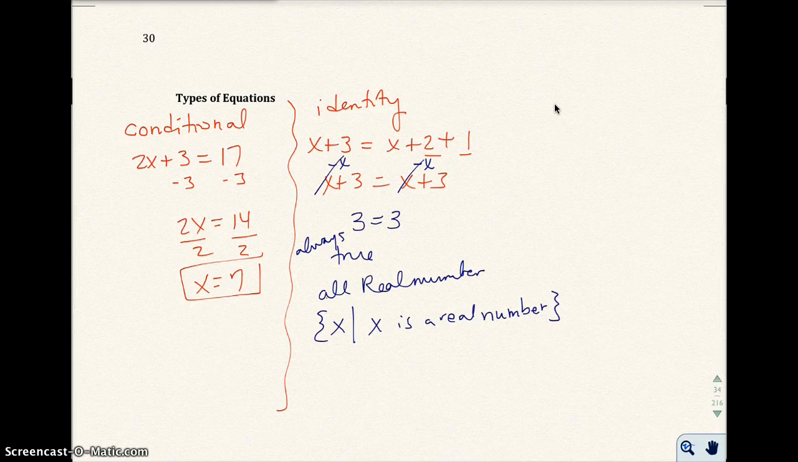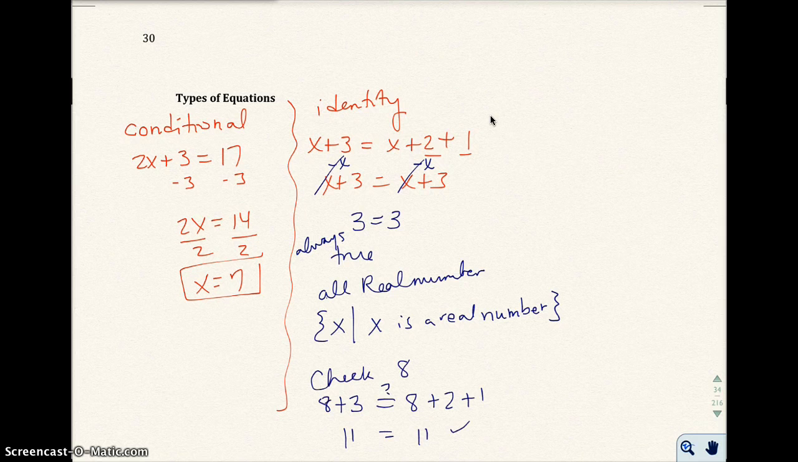What that really means is, if you go back to this equation right here, give me any number that you want, any real number. Let's say I want 8. When I put 8 into here, let's check 8. 8 plus 3, does that equal 8 plus 2 plus 1? So I put 8 here and 8 here. Well, I get 11 equals 11. I just picked a random number, 8.